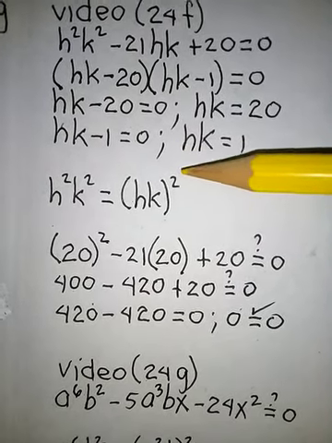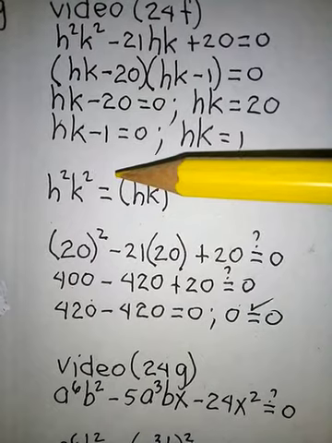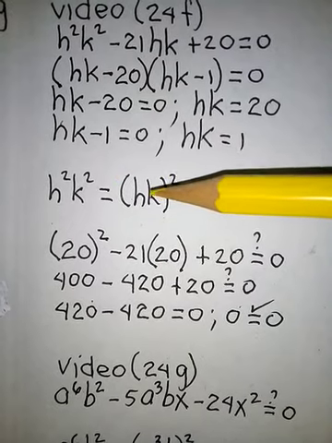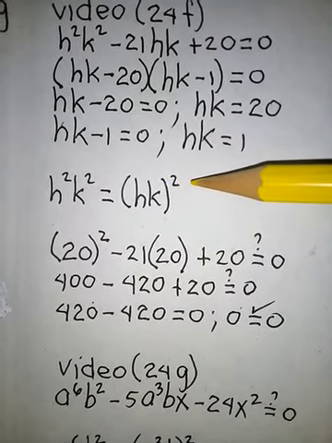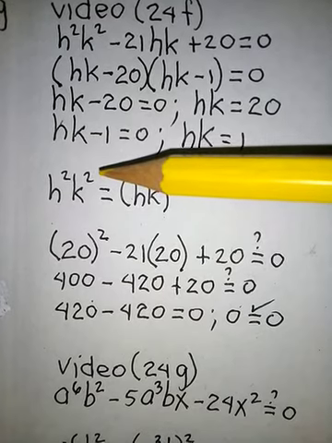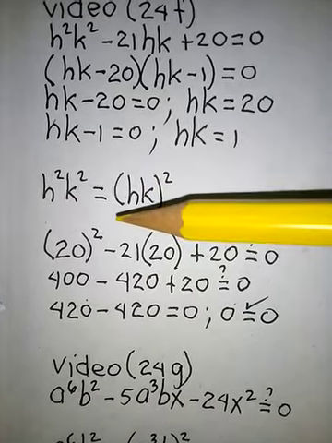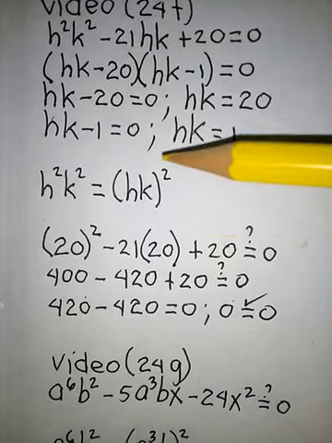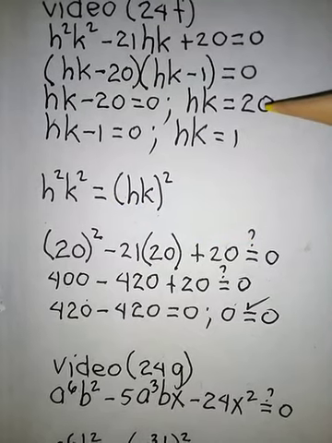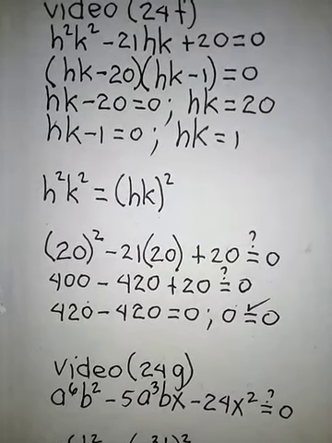Also, we should know that h squared k squared can be written as quantity hk quantity squared because they have the same or similar exponent. So, let's go to checking. So, the first value is hk is equal to 20.